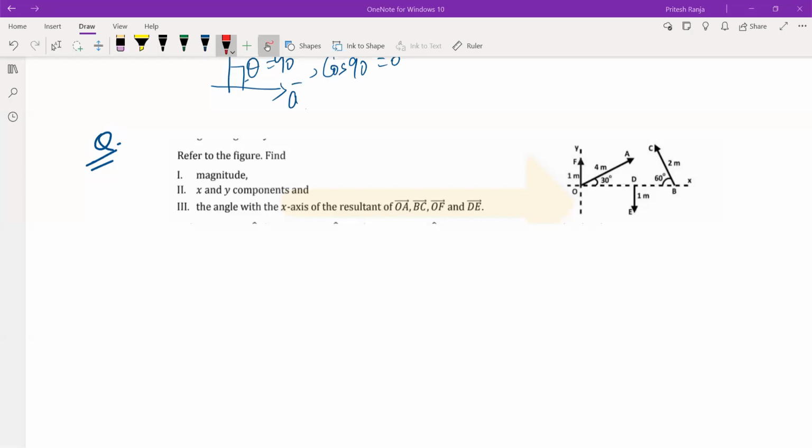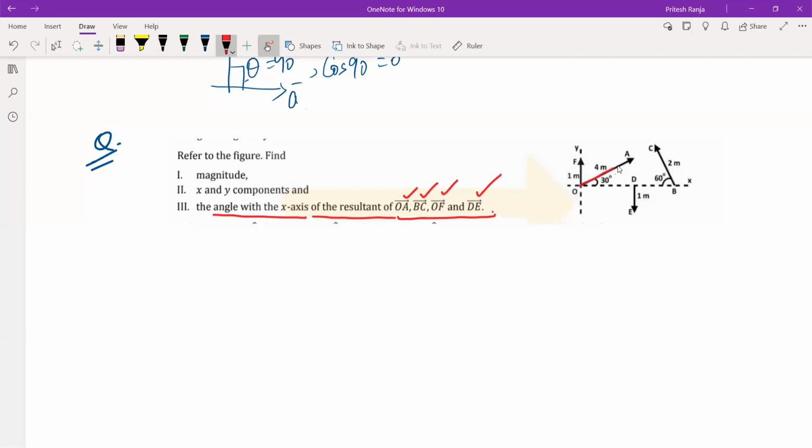Angle of OA is 30 degree. Yes, it is shown here. Angle is 30 degree. Let us see how to do this. You have to find magnitude, x and y components, and the angle with the x-axis of the resultant of OA vector, BC vector, OF vector and DE vector. तो पहले इस सब का रिजल्टेंट निकालेंगे.